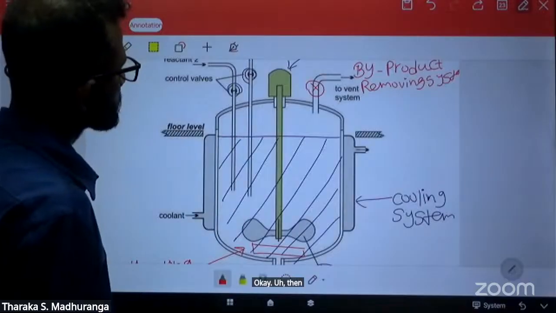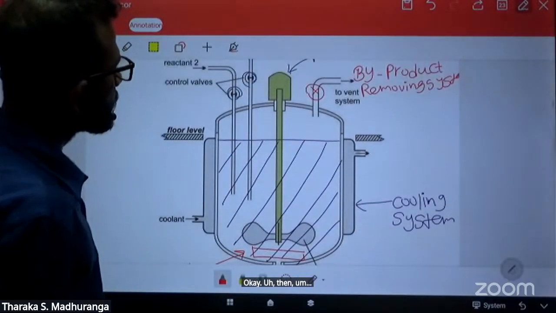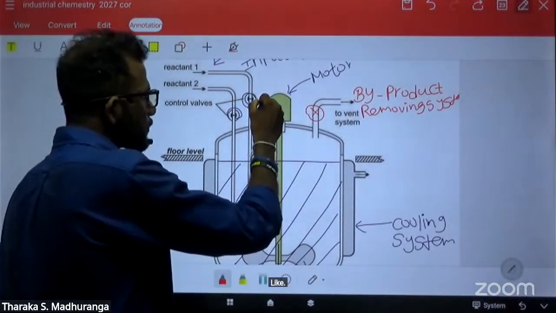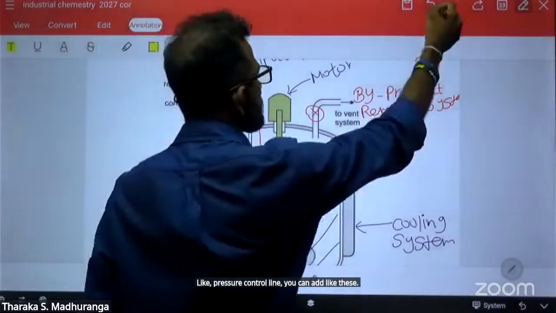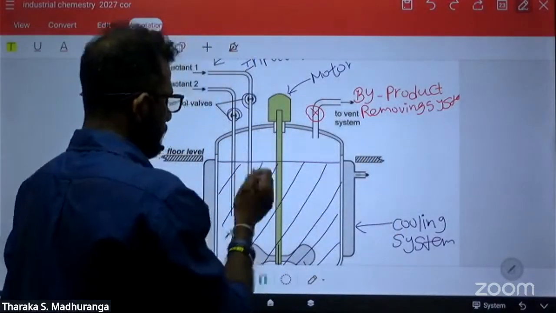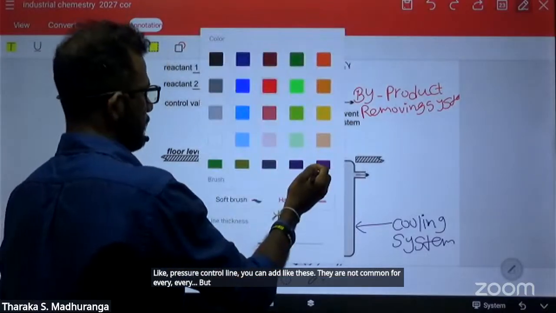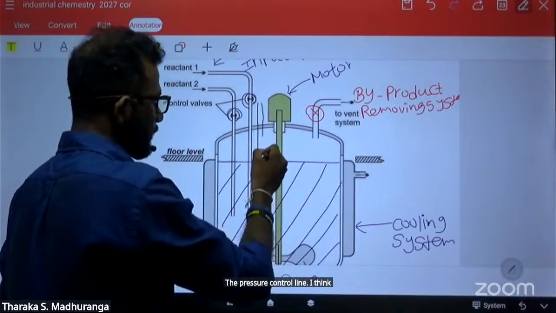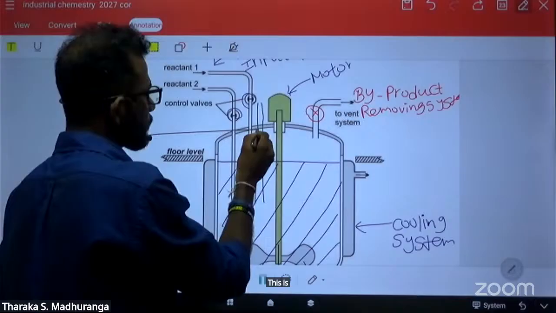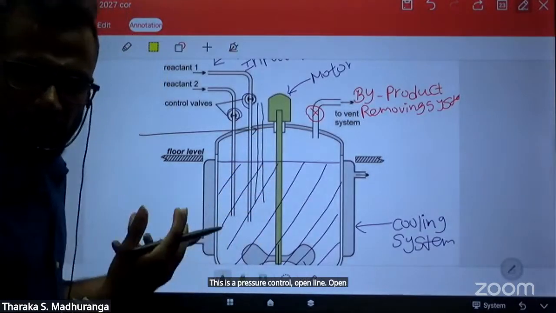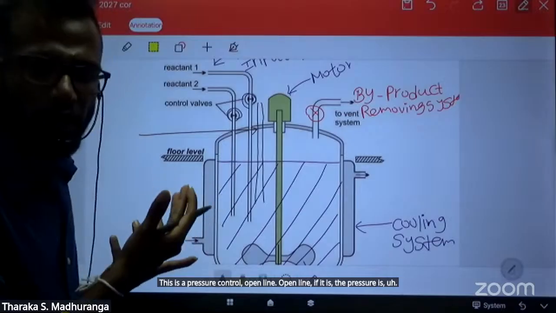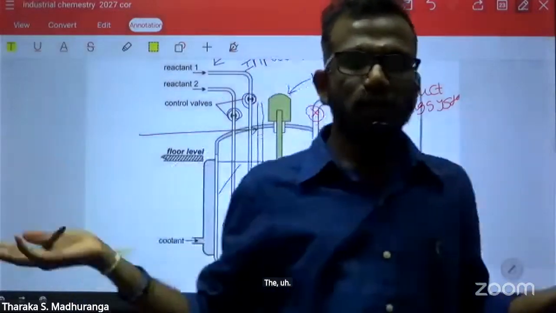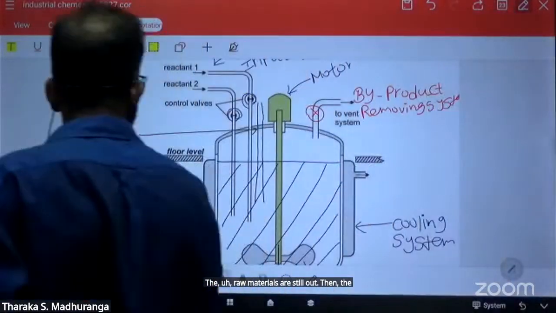Then another very important thing is you can add a pressure control line like this. They are not common for every chamber, but it can contain one. It is possible. Think this is a pressure control open line. If the pressure increases more than the required level, the raw materials are spilled out. Then the pressure is controlled. That's a pressure control line.